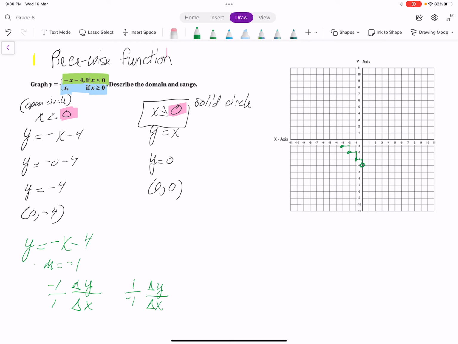Or I can just pick points and plug them in. I can say, well, x is equal to negative 1, so y is equal to negative of negative 1 minus 4. Y is then equal to 1 minus 4. Y is equal to negative 3, so I have the point of negative 1, negative 3. And once I plot that point, all we need is 2 points to draw our graph. So now I'm going to go ahead and draw this graph going through there. So that green graph represents this green part of our piecewise function.